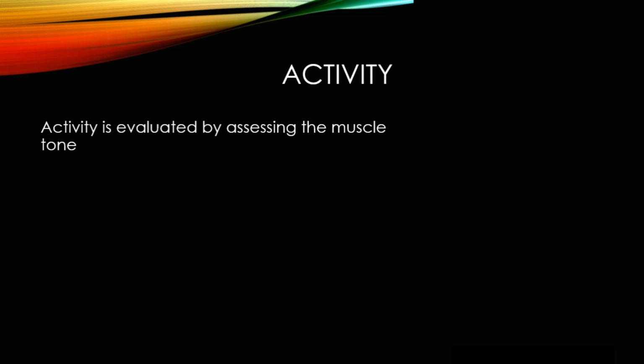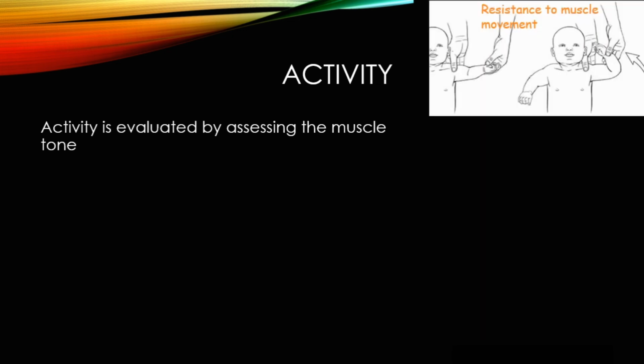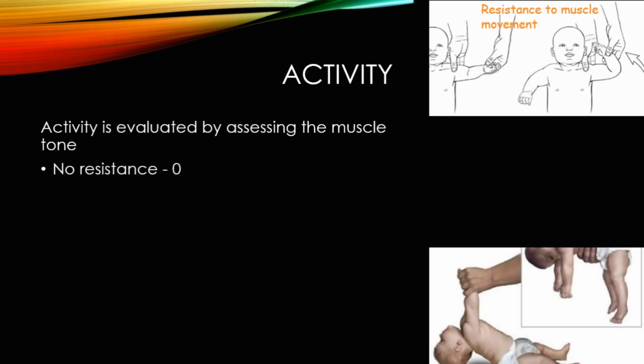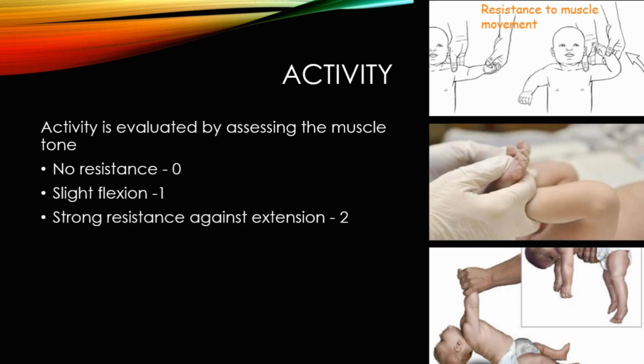Next comes A for activity, which is evaluated by assessing the muscle tone. We have to look at the resistance to muscle movement. For example, if the baby's arm is pulled outside or extended, we have to see whether it gets flexed back or not. If not, meaning there is no resistance at all, a score of 0 is given. If slight flexion is there, a score of 1, and if the arms and legs are already flexed from before and strongly resist against extension, then a score of 2 is given.